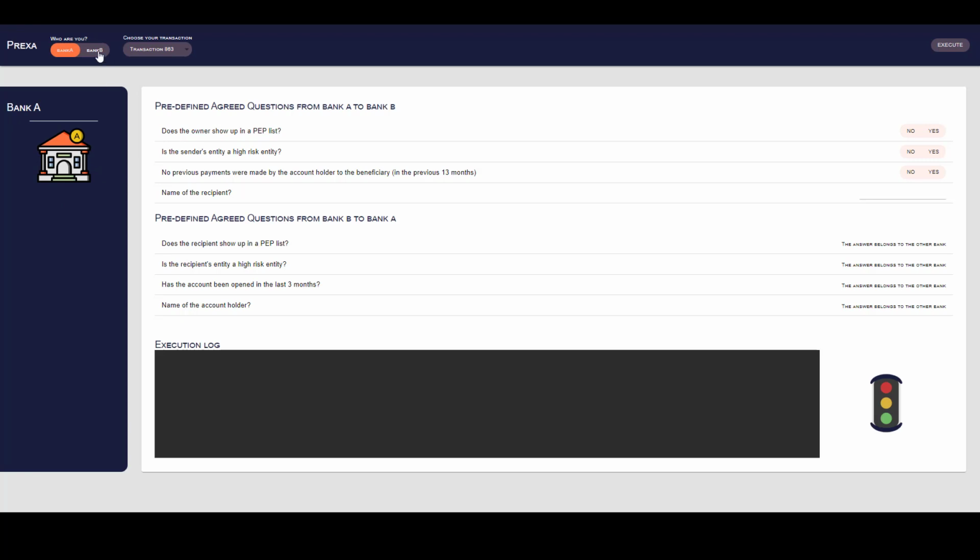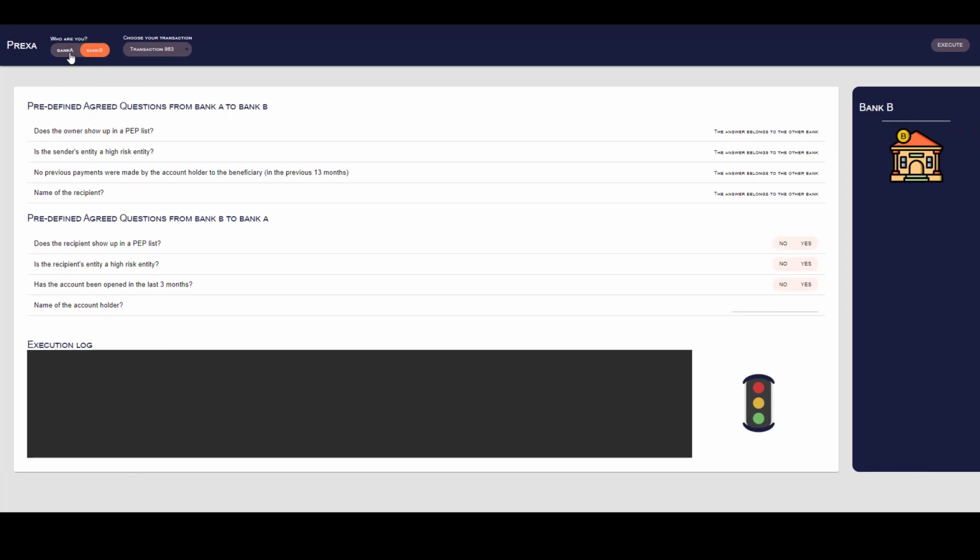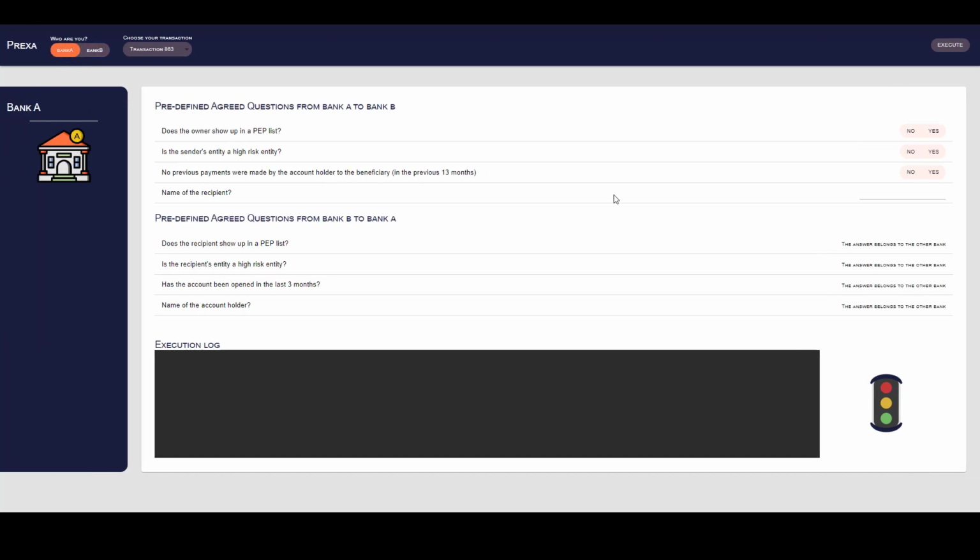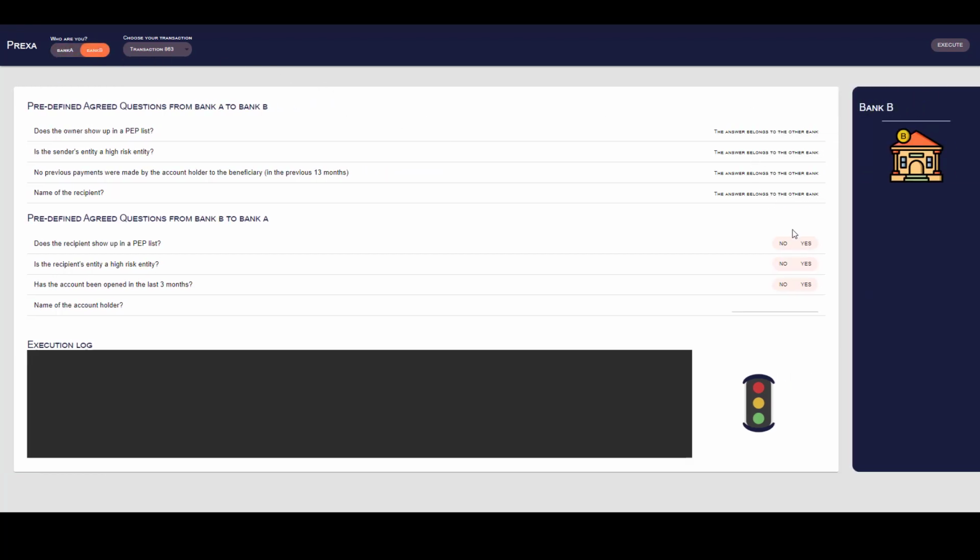Banks A and B want to compute the AML risk associated with a transaction between two of their customers. So they answer a series of predefined security questions with their customer information. These are just a few examples of questions, but there could be tens or even hundreds of them.